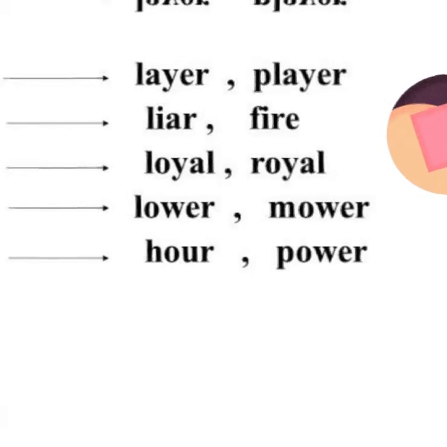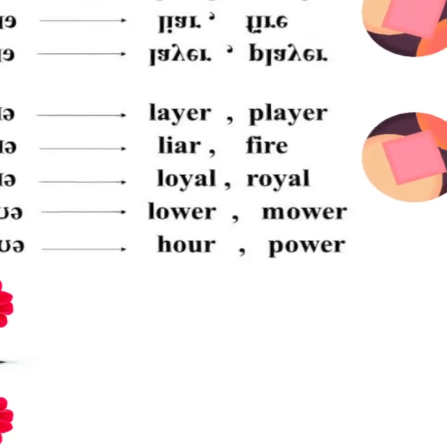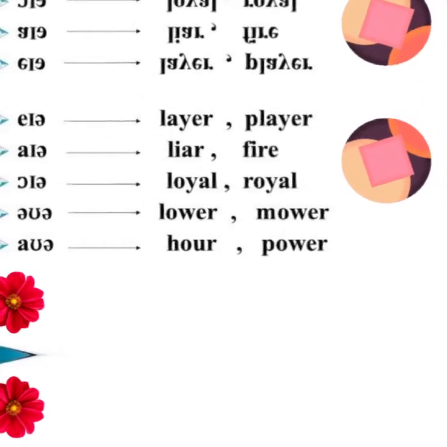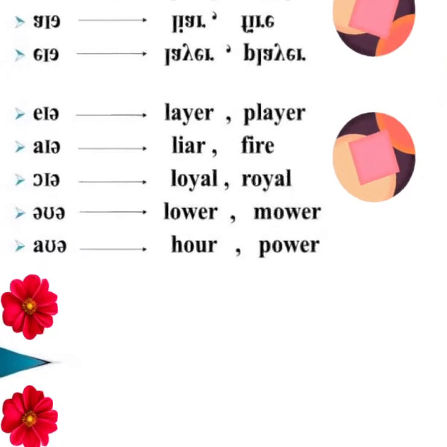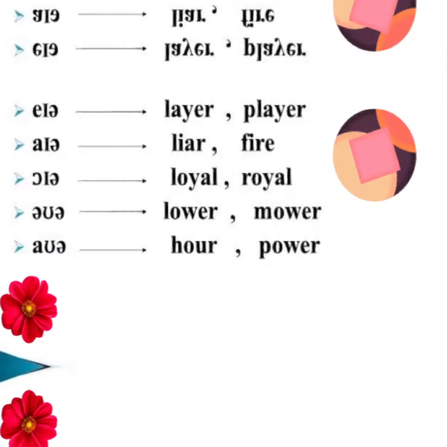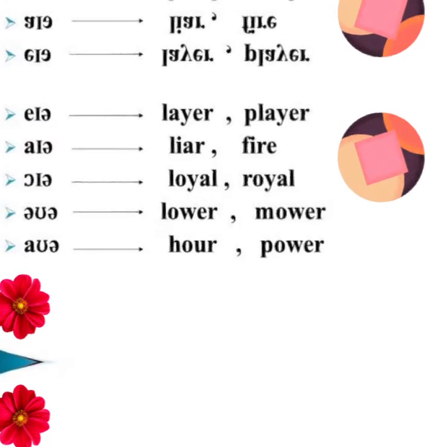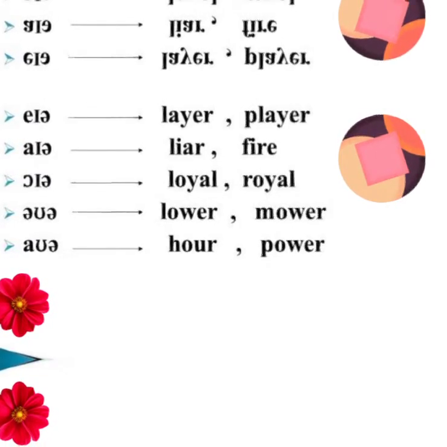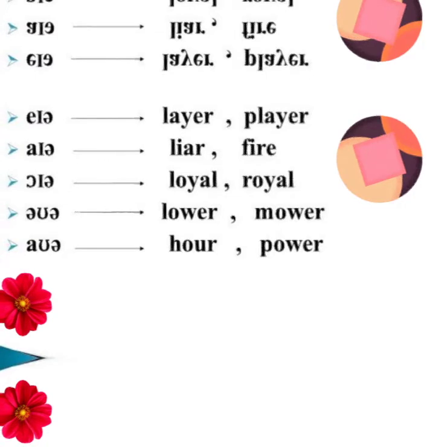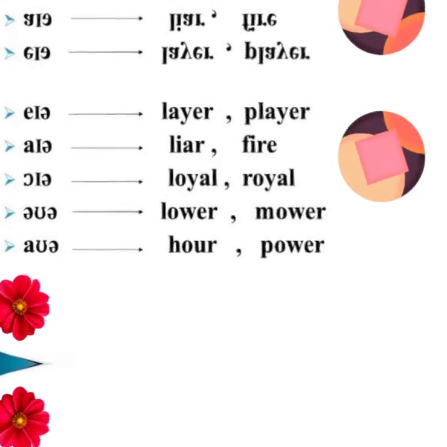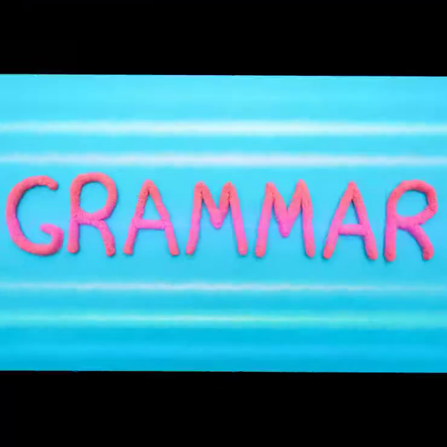Examples of words with triphthongs: ear, layer, player; ire, liar, fire; oil, lawyer, royal; over, lower, mower; hour, power. Can you list other examples of words that have triphthongs?